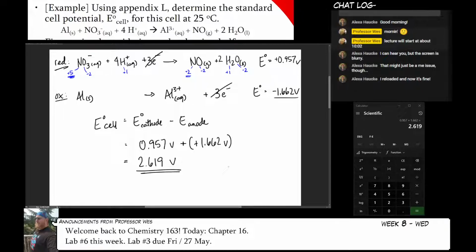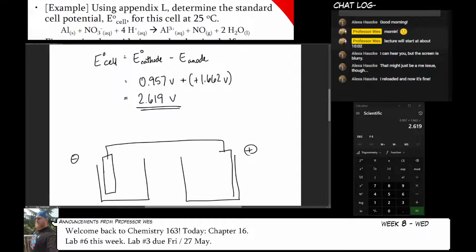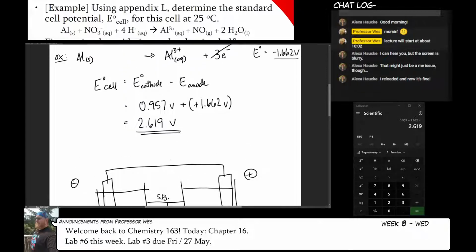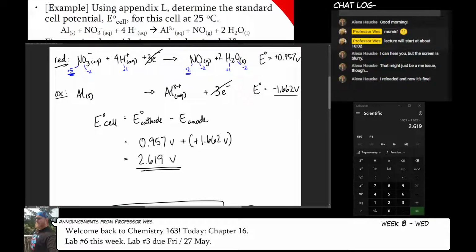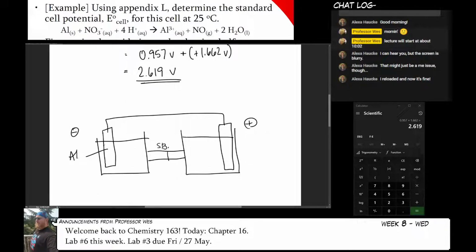Then what we could do is draw the cell real quick. So we would say, okay, here's my anode. Here's my cathode. I've got an electrode in here going to an electrode, and a solution, and a solution, and a salt bridge. And then we just need to label what's in there. So at the anode, we've got aluminum and aluminum 3+. So we'll put that over here at the anode. So this would be aluminum metal, and our solution would contain aluminum 3+.